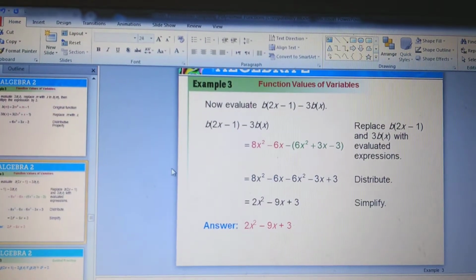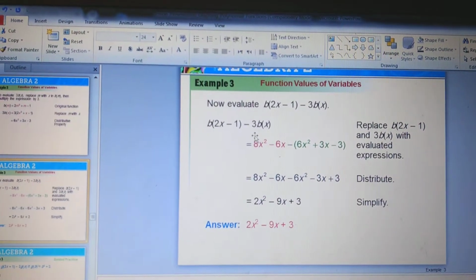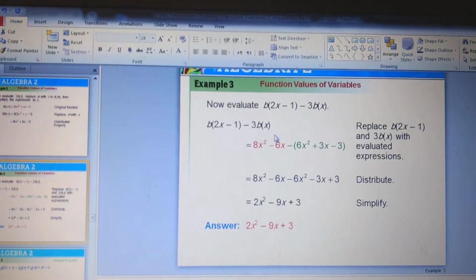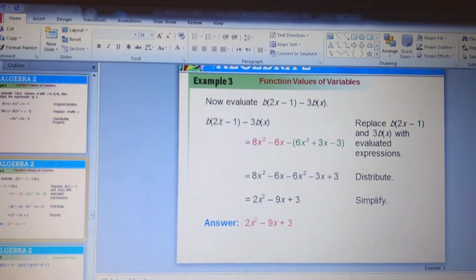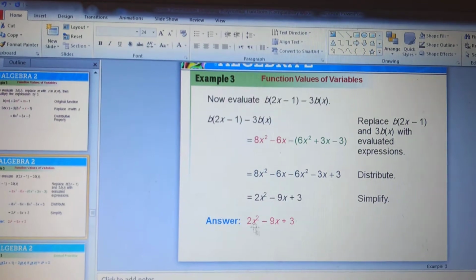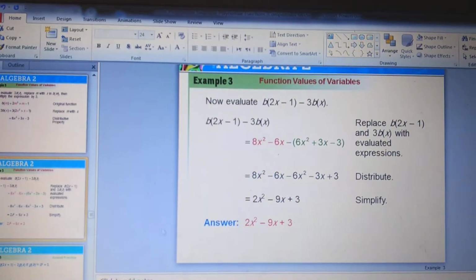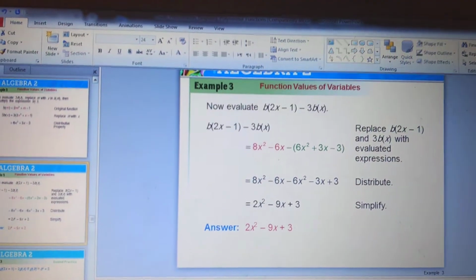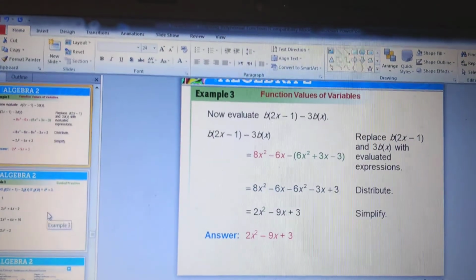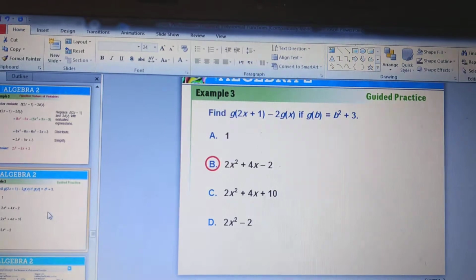Now I replace b(2x minus 1) minus 3 times b(x). I get the answers of the first and the second. I replace them and simplify. I get the final answer, 2x squared minus 9x plus 3. We have some slides like this one, examples about the same one.